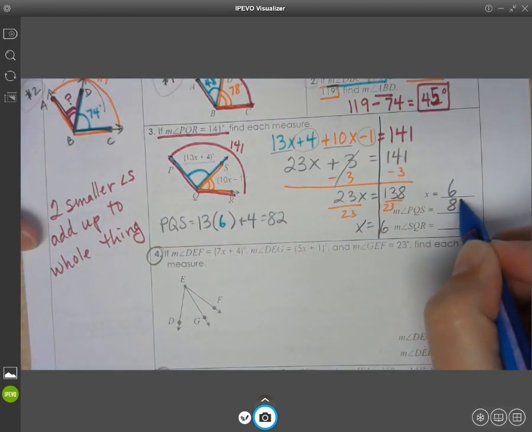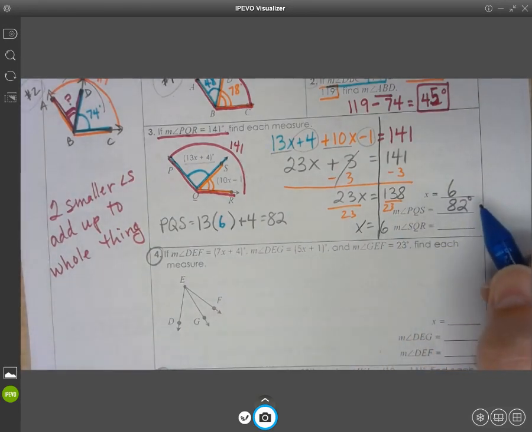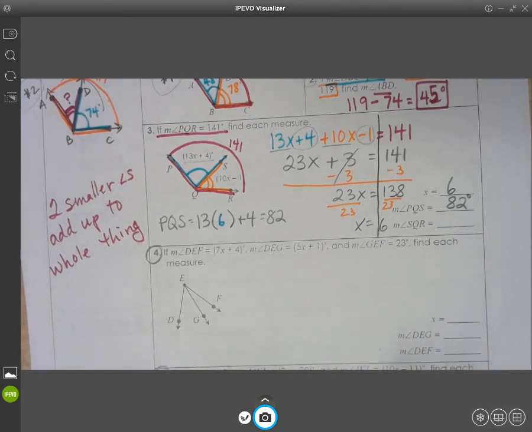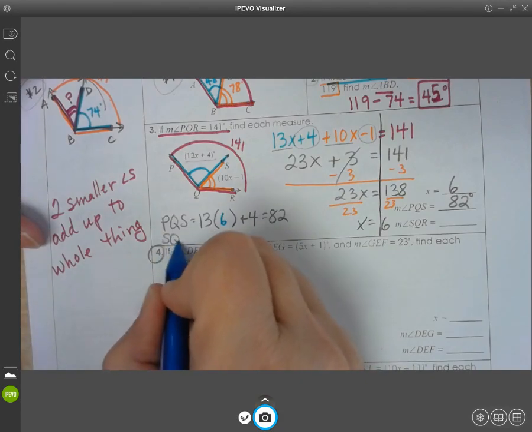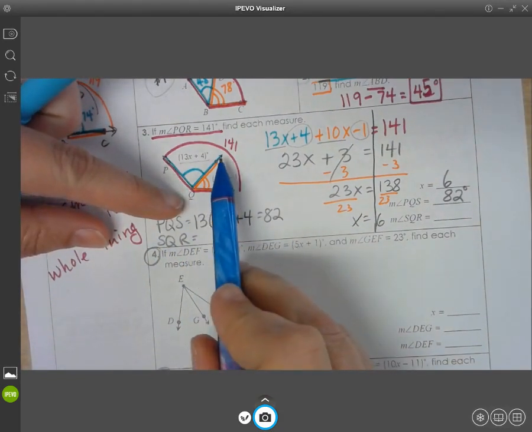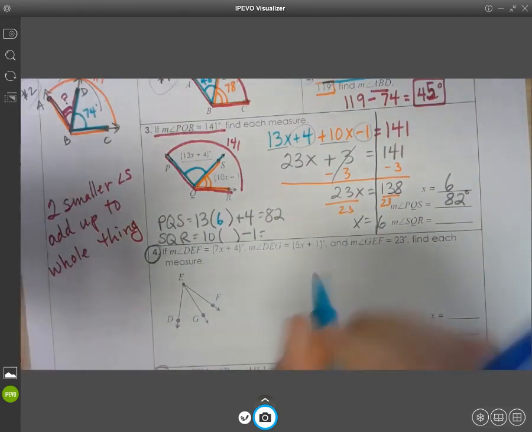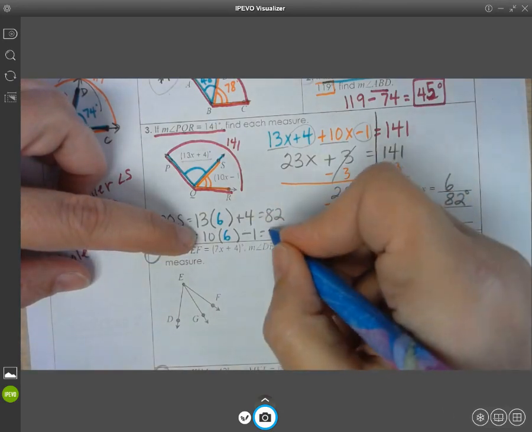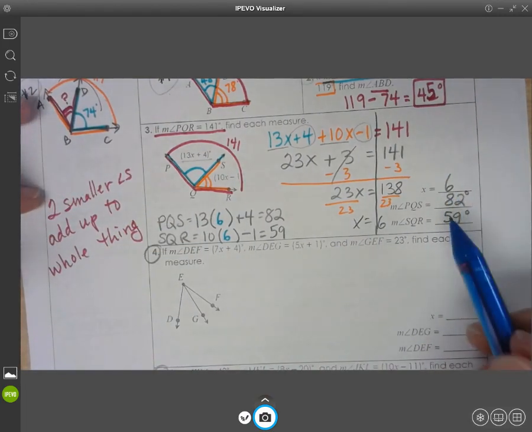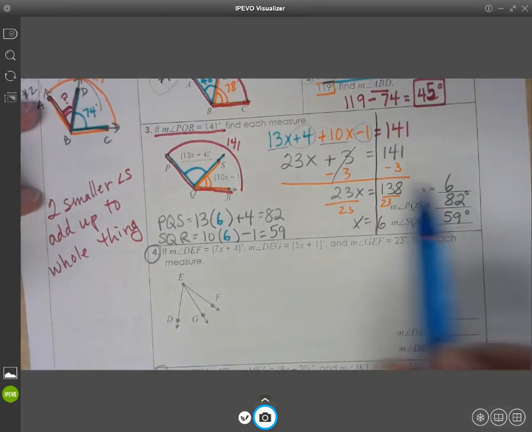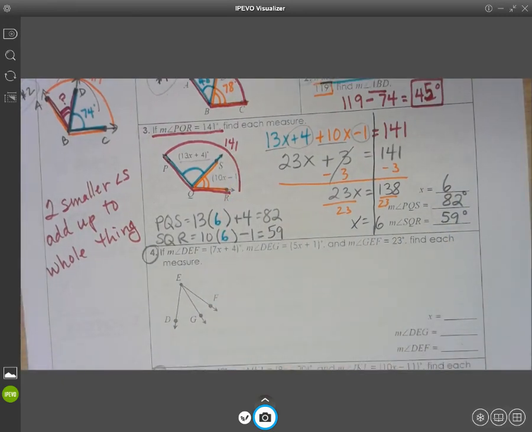So when I write my answer for an angle, angles are always in degrees. So I'm going to put a little tiny degree symbol. Try not to make it look like a 0. We don't want it to be 820. Okay, 82 degrees. And then we do the same thing for SQR. SQR is this one. 10 times whatever x was minus 1. So 10 times 6 minus 1 makes 59. And we could do a real quick double check. Those two angles should add up to this whole thing, which we said was 141. If you add those together, it makes 141.